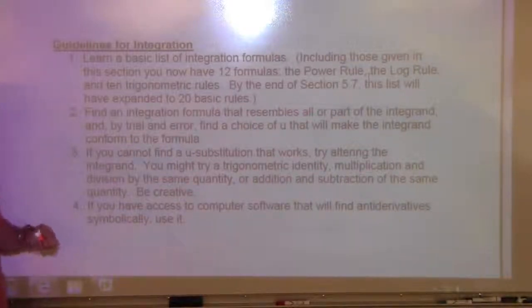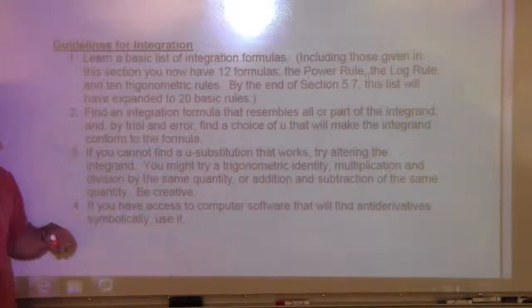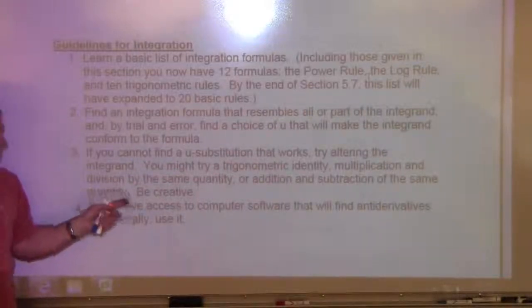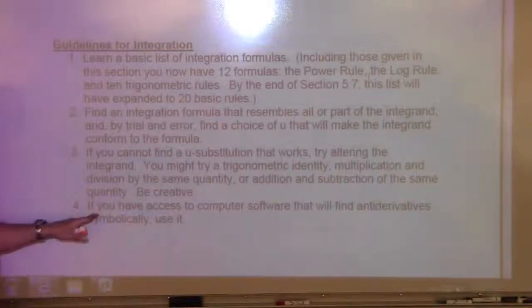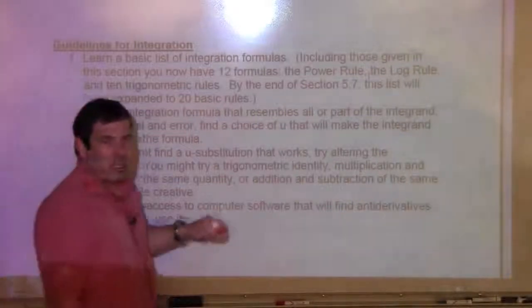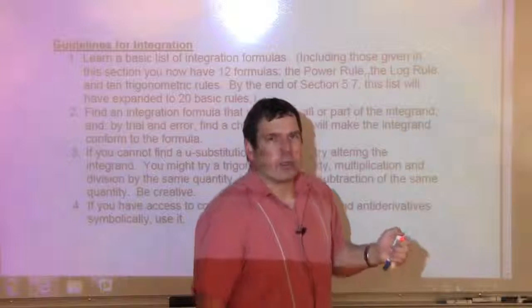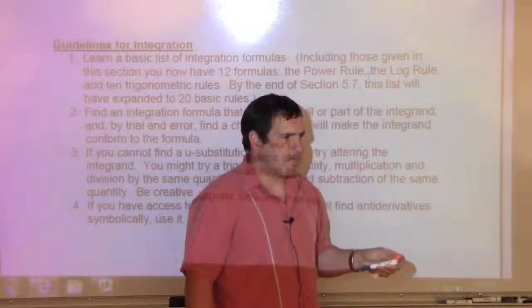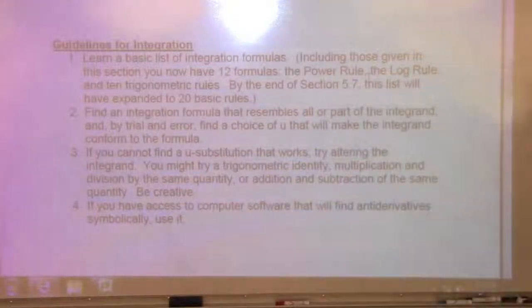If you cannot find a u substitution that works, try altering the integrand. You might try trigonometric identity, multiplication and division by the same quantity, or addition and subtraction of the same quantity. Be creative. If you have access to computer software that will find antiderivatives symbolically, use it. And in that, I'd say the TI-89 does a great job. Also, there's a website, I think it's Wolfram Calc. I'll look it up, make a link for it.